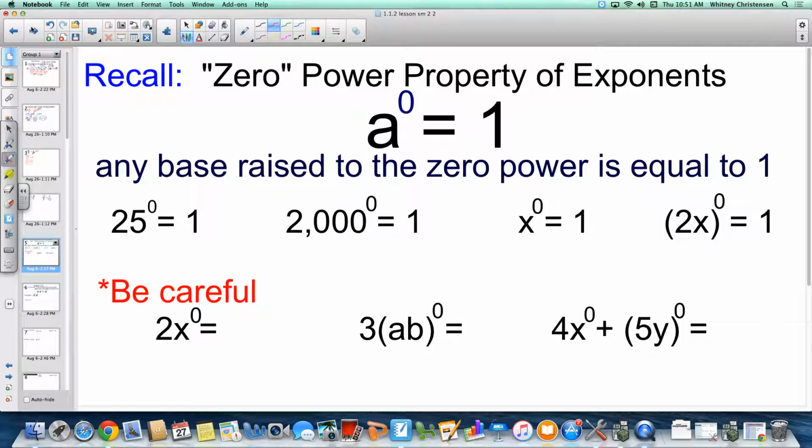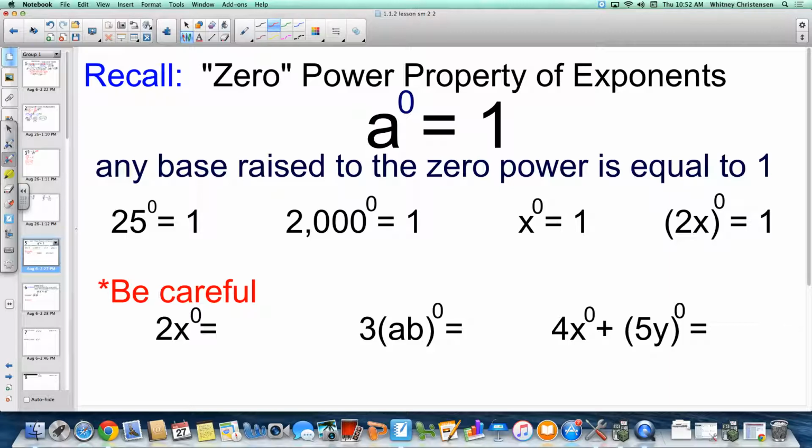I want you watching. Yesterday we learned about the zero power rule, the zero property of exponents. And this is super important: we learned that any base, no matter what it is, raised to the 0 power is equal to 1. We even learned that cupcake to the 0 power is equal to 1. So 25 to the 0 power is equal to 1. What's 2,000 to the 0 power? We learned it's equal to 1. Any base to the 0 power is equal to 1.